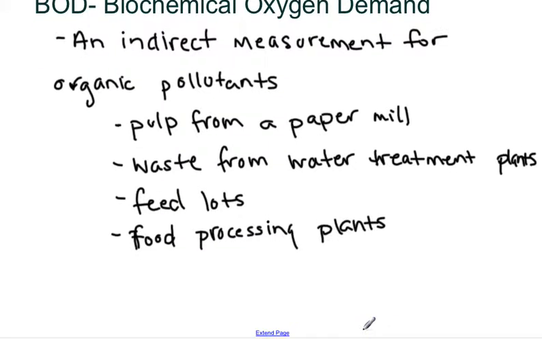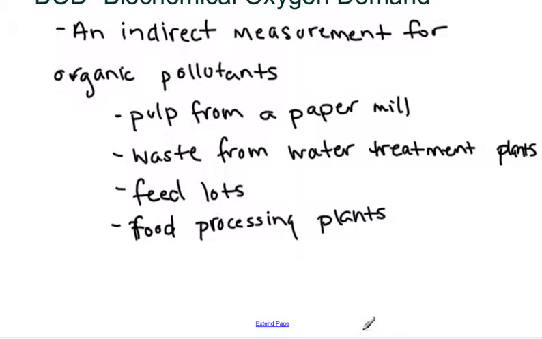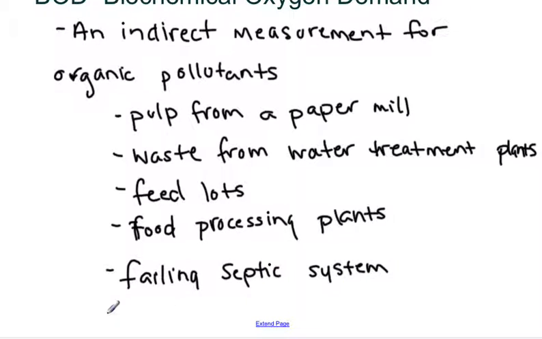Let me scroll this down a little bit. There is waste from failing septic systems. So if you're not hooked up to the county waste management program, you have your own septic system. And then there's something called, let me see, cattle slurry.